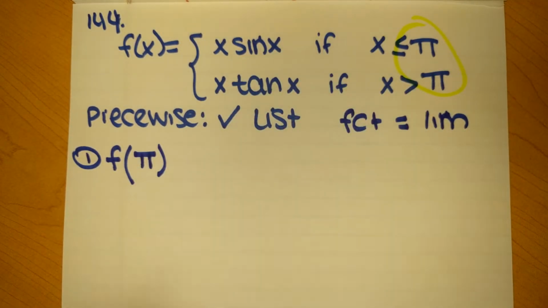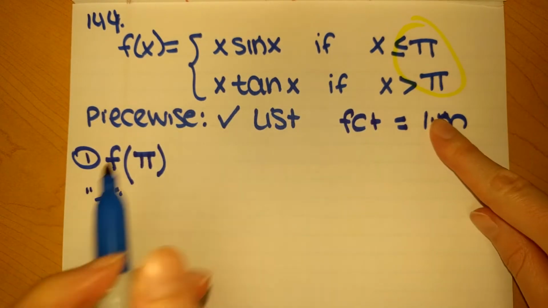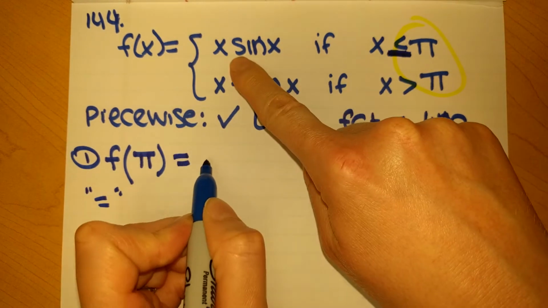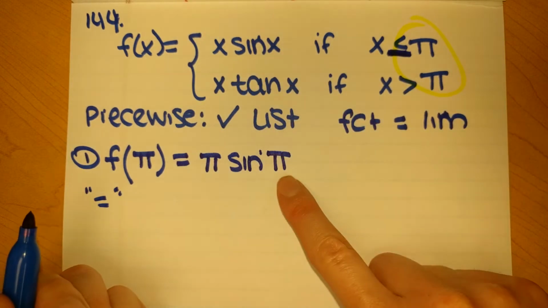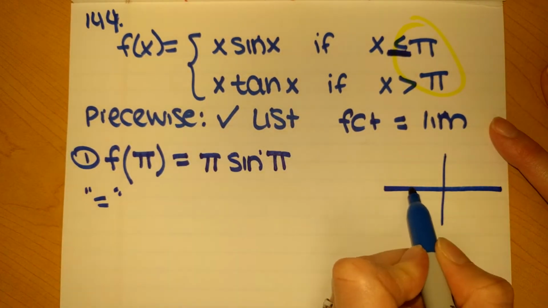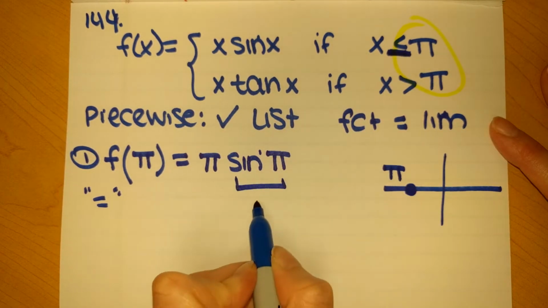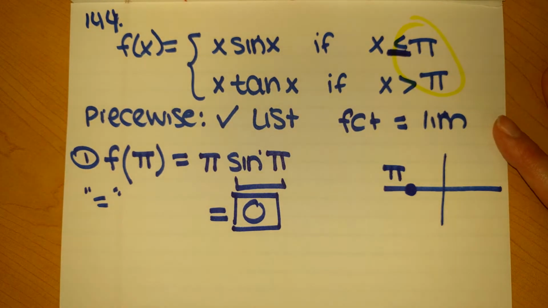So for f of pi, we look at where the equal to is. The equal to in these inequalities is in the first piece. So we will plug pi in for the x in the first piece, x sine x. Remember that sine of pi, over here at pi, the y coordinate is equal to 0. So sine of pi is 0, times pi will just give us 0. So our function value is going to be equal to 0.